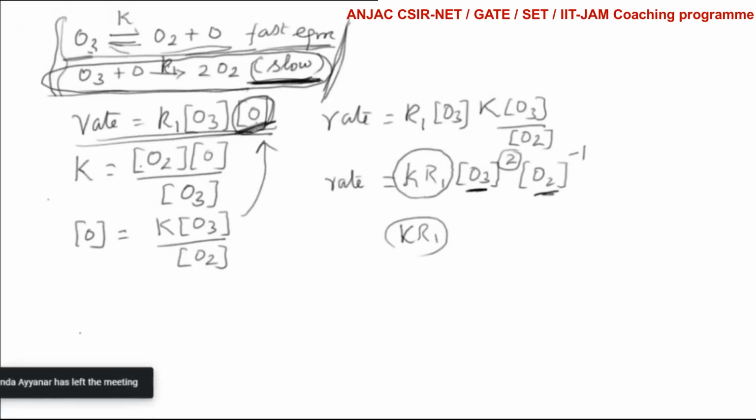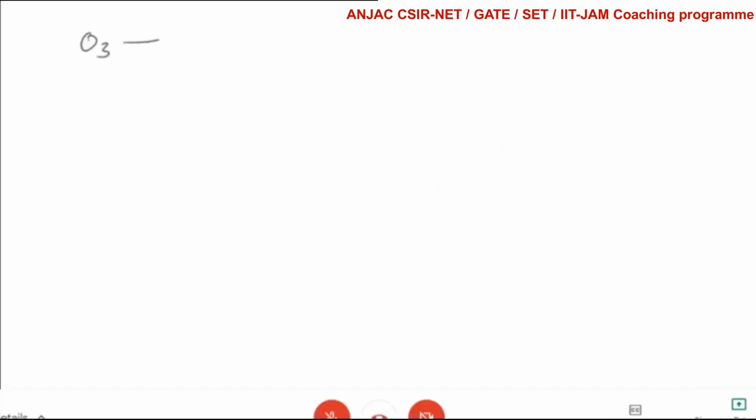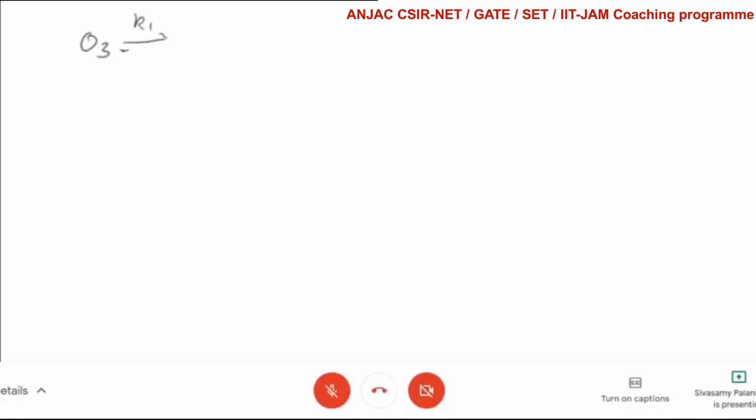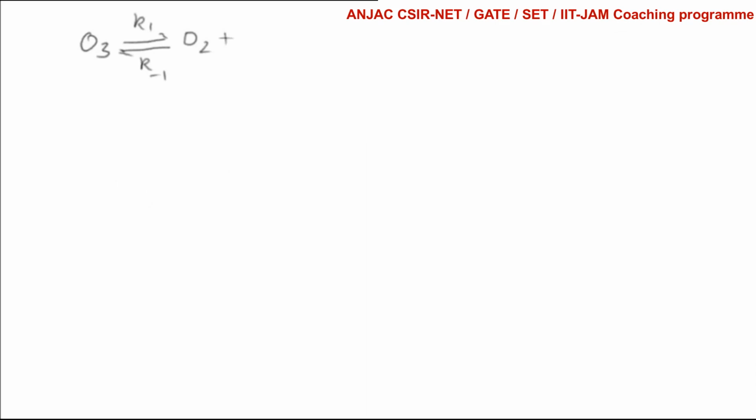Now let us apply the same thing in another manner. What is the another manner? Take down the next one. A reaction takes place in two steps. Given as K1 rate of the forward reaction and K inverse 1 of the backward reaction, O3 giving O2 plus O, and O3 plus O giving, with K2, 2O2. Here it is given like this only.